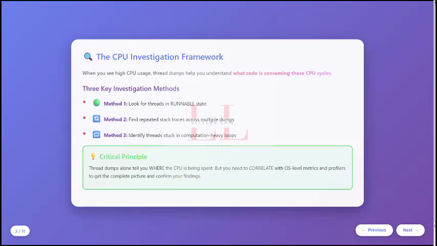And thirdly, identifying the threads which are stuck in computation heavy loops. So these are the three investigation methods that I start with.